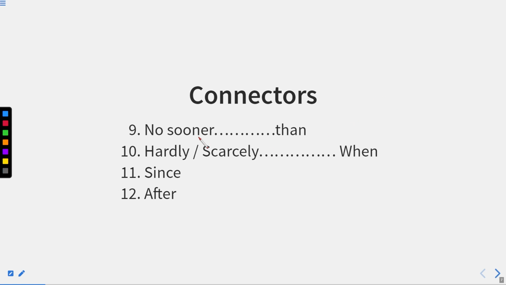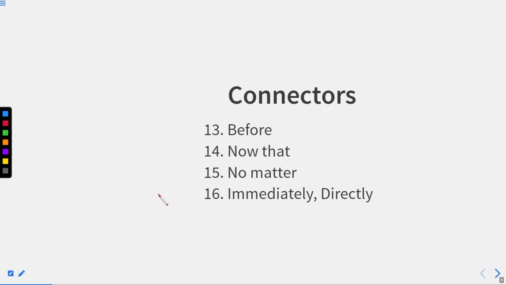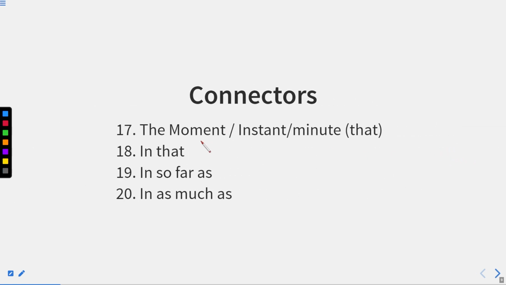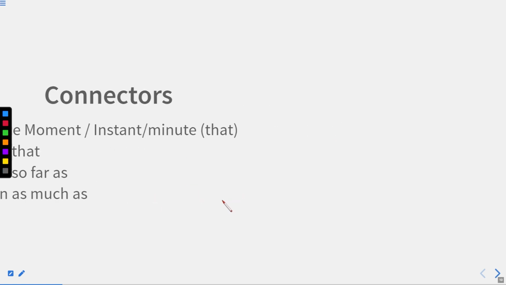More than that, no sooner than. So these are some pair conjunctions that are also time denoting connectors. Hardly, scarcely is paired with when, then since, and then after. Before, now that, no matter, immediately or directly. So these also are time denoting connectors. The moment, instant, minute, that, in so far as, in as much as.